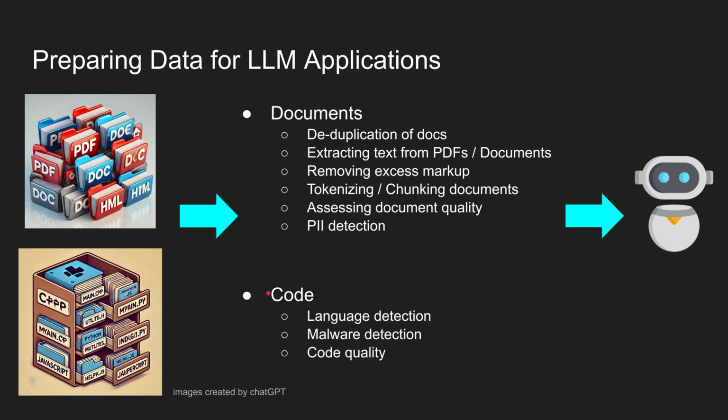And if I'm doing code, let's say I'm training on a code base, I may want to understand the language, whether it's Java, Python, C++. And if I'm training on some openly available code base, what if the code has some malware or a virus? We want to remove that from our training data. And also we want to identify good quality code for our training set. So these are some of the common tasks we have to do to prepare our raw data for our models.